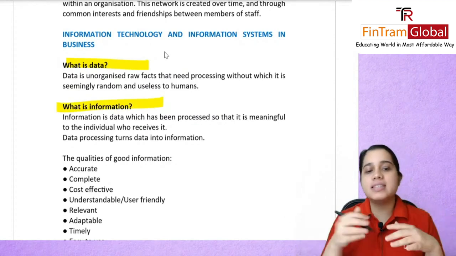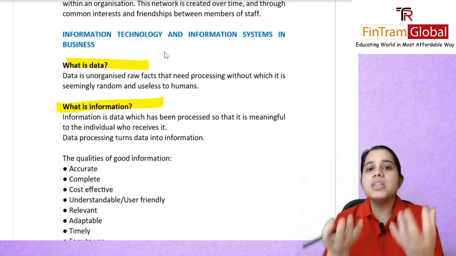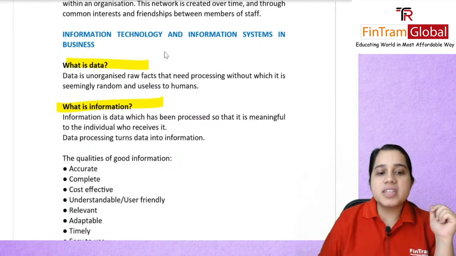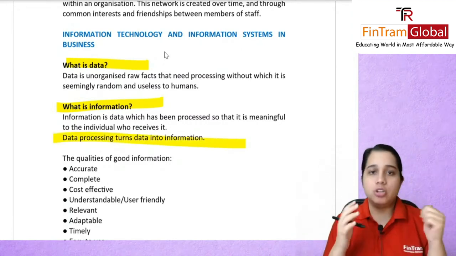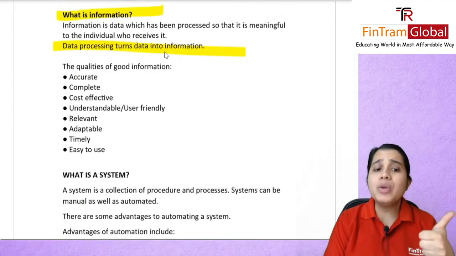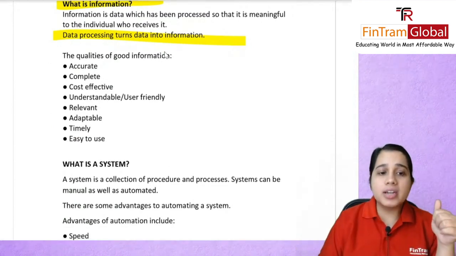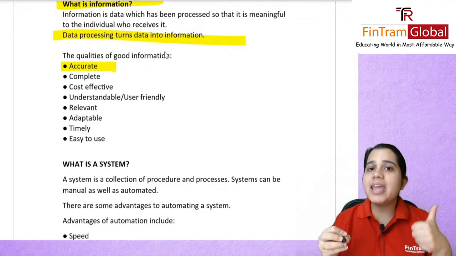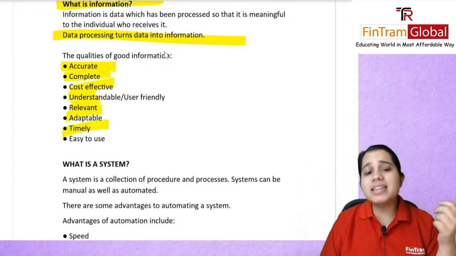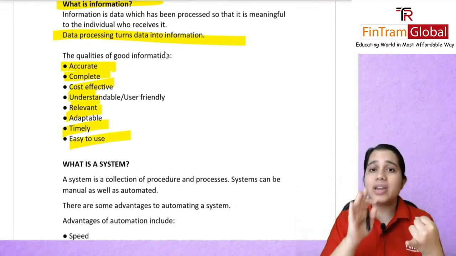Now, information is data which has been processed. Once you process your data, it becomes information, something that is now meaningful for you to make decisions. Data processing will turn data into information. We had also covered the differences between data and information. We covered what are the qualities of good information. This was a mnemonic: from A, it's accurate, then complete, cost effective, understandable, relevant, adaptable, timely, easy to use.